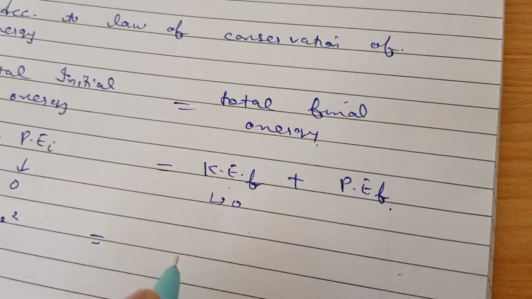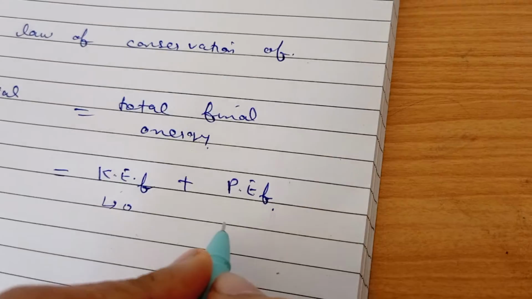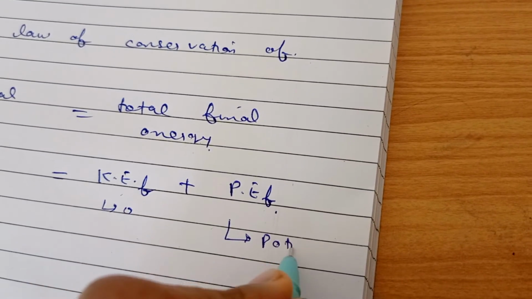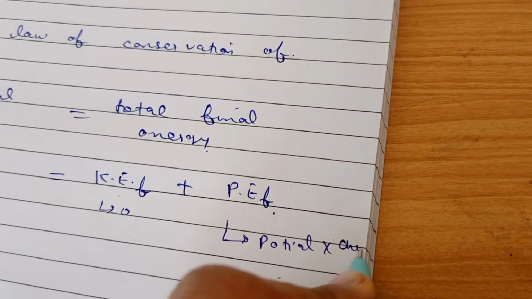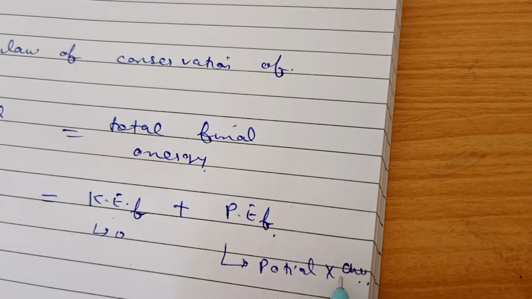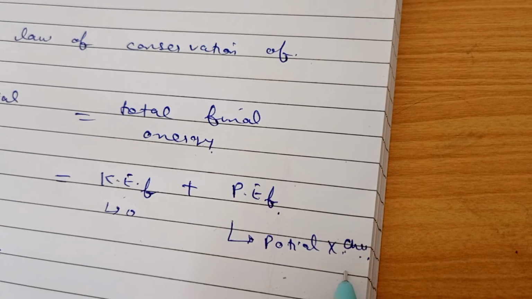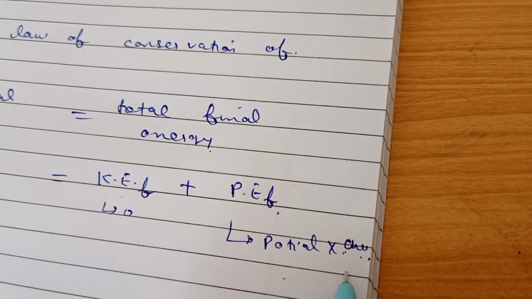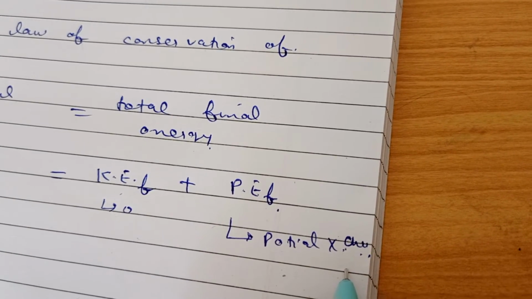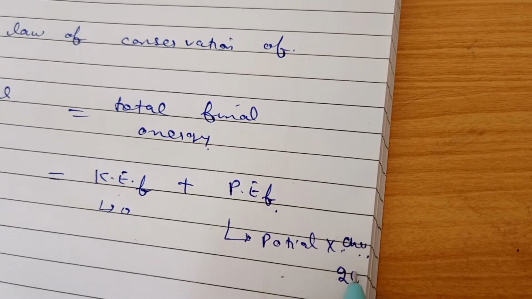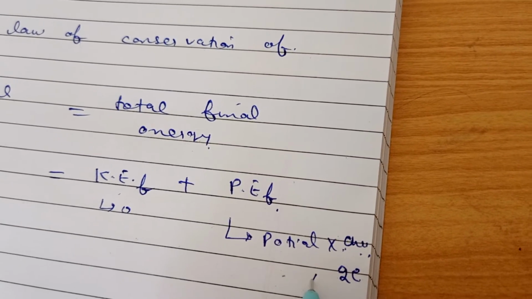Potential energy is potential into charge. What is the formula of potential energy? Potential into charge. What is the charge on the alpha particle? The charge on the alpha particle is twice the charge on the proton, which means the charge on the alpha particle is 2e.